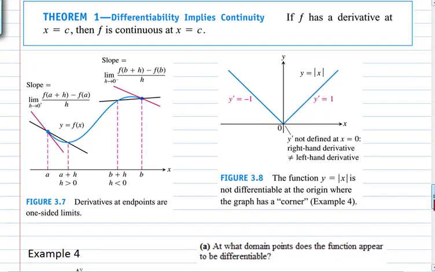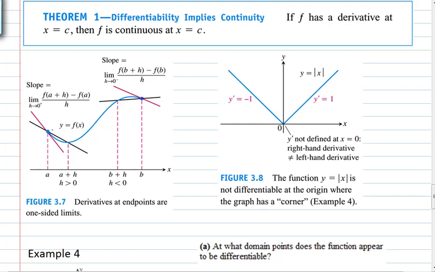Theorem 1, differentiability implies continuity. This is really nice. If a function f has a derivative at a point, then the function is continuous. Anytime you know that the derivative exists, the function has to be continuous. The other way is not true. Just because a function is continuous, it does not mean it's differentiable. This is called a conditional statement. If, then, only. If it's differentiable, then it's continuous. It works only one way.